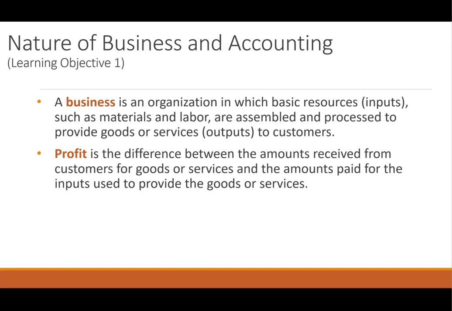Now, profit is the difference between the amounts received from customers for goods or services, and the amounts that are paid for those inputs used to provide the goods and services. So just because you may pay X amount of dollars for an oil change or X amount of dollars for tuition, or whatever that product or service is, there's a lot of costs that go into the company in order to provide that product. So the difference, the net, is what is profit.